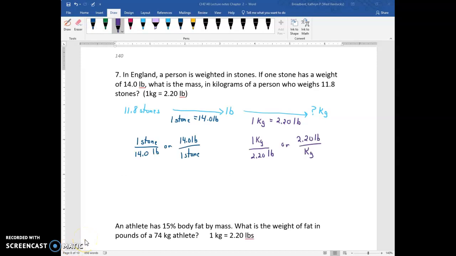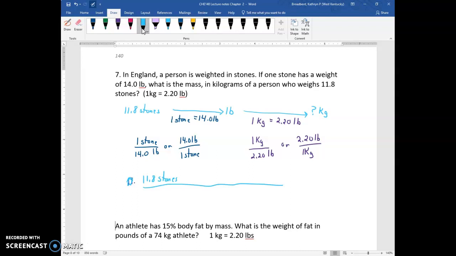So now I've written out all the conversion statements. 1 stone over 14 pounds, 14 pounds over 1 stone, 1 kilogram over 2.2 pounds, 2.2 pounds over 1 kilogram. I think we put a 1 there. Okay, so let's start our problem. Let's do blue. 11.8 stones. And then I'm going to draw a long line. We're going to do both conversions.